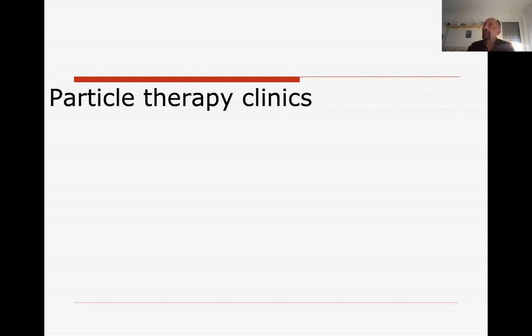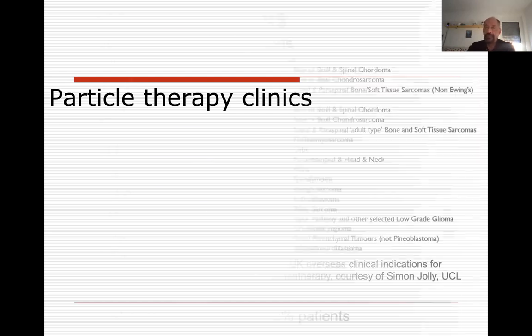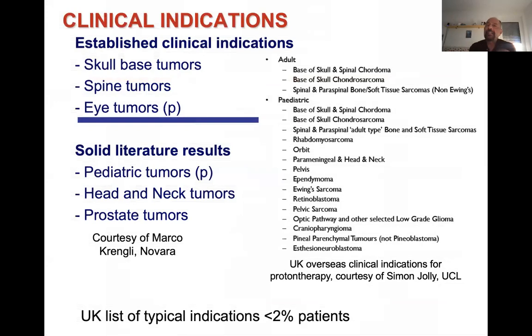Now let's go a little bit on the clinical results from particle therapy. What are the clinical indications? That's always very controversial. Generally speaking, because of the problem of the moving target, the typical clinical indications are tumors like in the skull base, the spine tumors, the eye tumors, tumors that don't move. Moreover, there are a lot of solid results in the pediatric tumors.